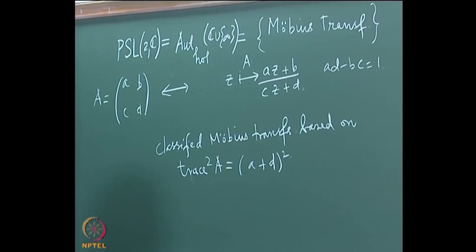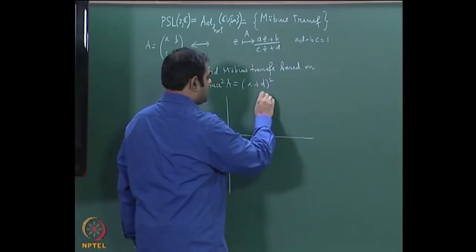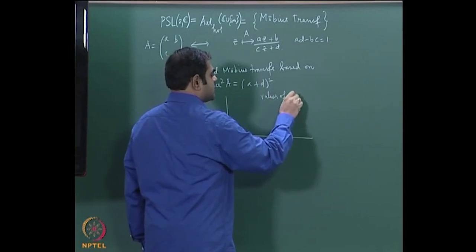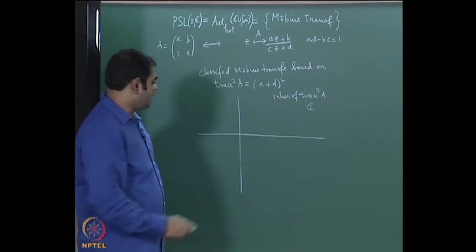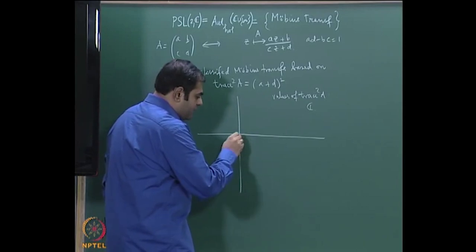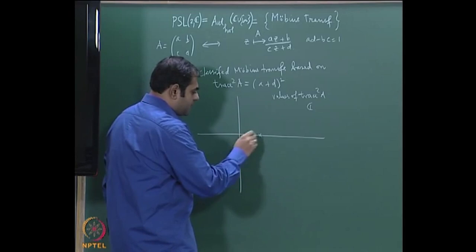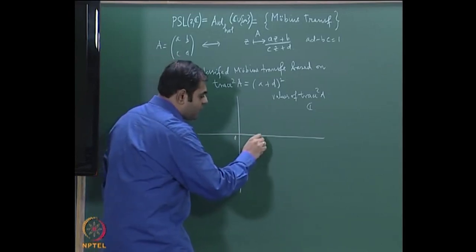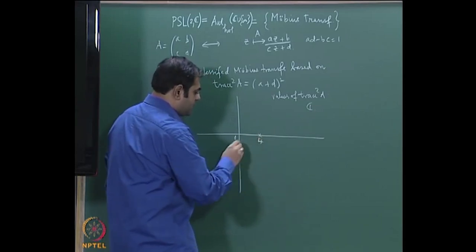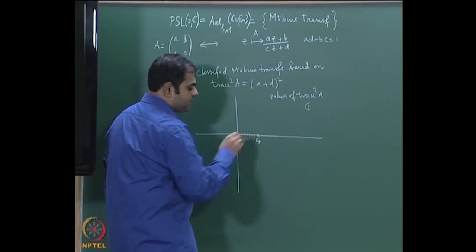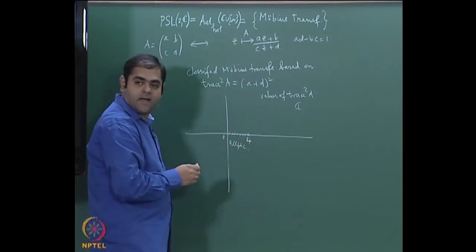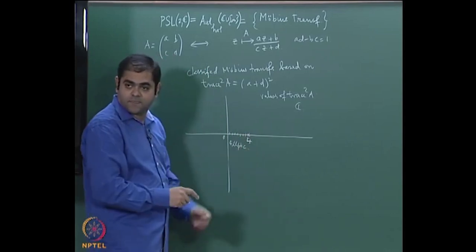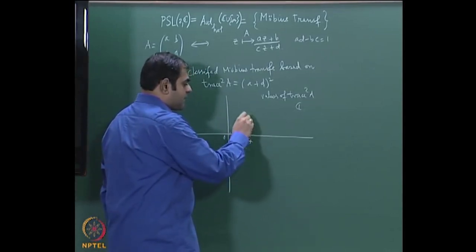And well, the classification went as follows. You look at values of trace squared A, which can in general be complex values. And what we said was, if trace squared is a real number and it lies between 0 and 4, then we said that it is elliptic. And if trace squared is exactly equal to 4, we said that it is parabolic.